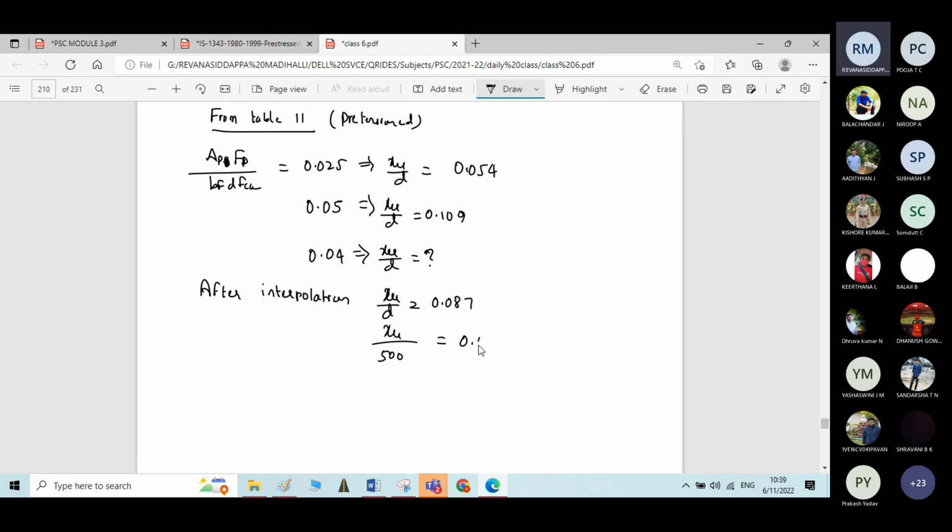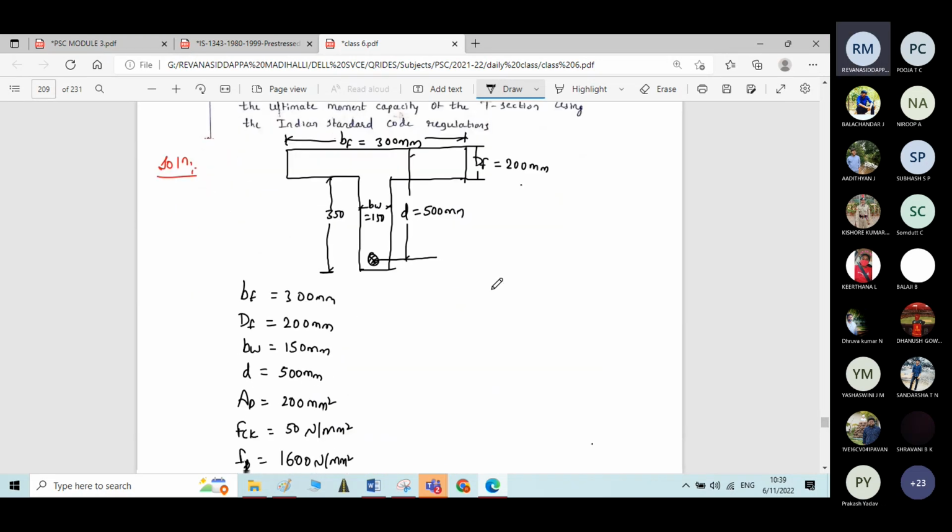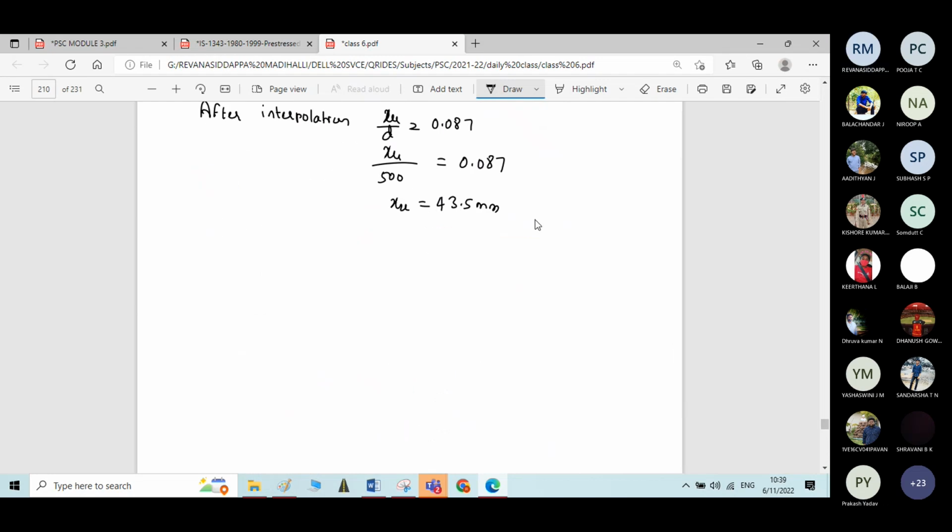Therefore, XU by effective depth 500 is equal to 0.087. By this, you'll get the depth of neutral axis as 43.5 mm. Okay. Now the depth of neutral axis is 43.5 mm, which is less than the depth of flange DF, that is 200 mm. Therefore, our assumption is correct. That is, the depth of neutral axis lies in the flange. Hence, the assumption is correct.